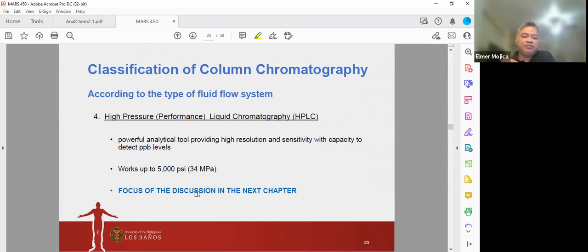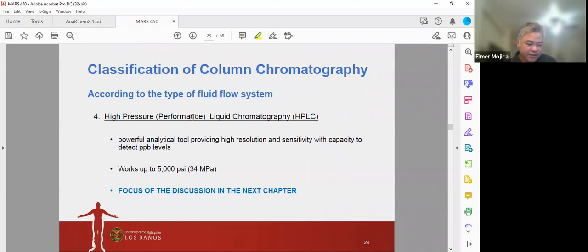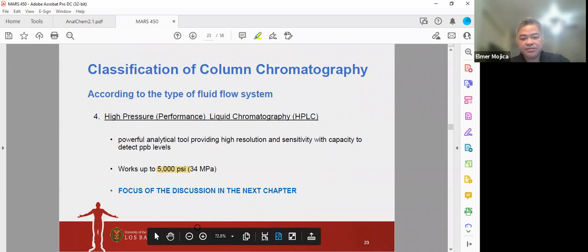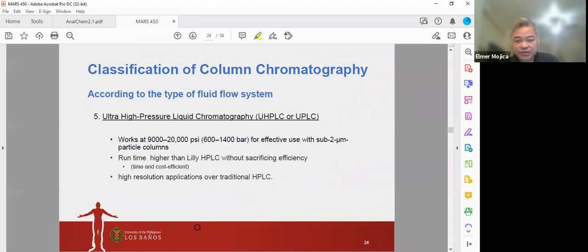The next one, which will be the focus of the discussion later in this module, is the high pressure or high performance liquid chromatography. It's a powerful analytical tool providing high resolution and sensitivity with the capacity to detect parts per billion levels. It works up to 5,000 pounds per square inch. This is the main topic that we have in this module.